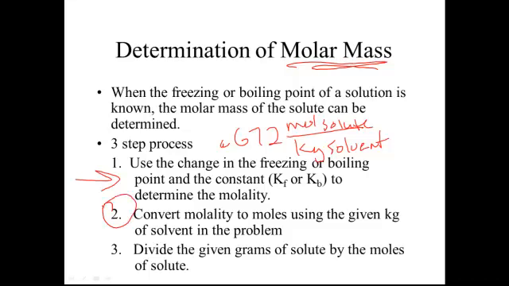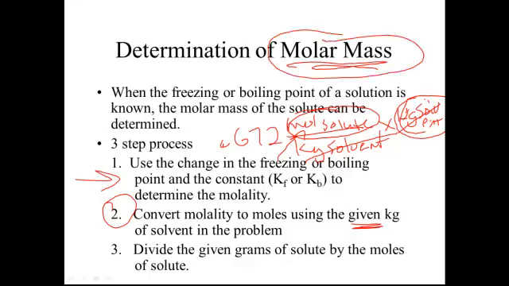So the second step is saying, if we have our molality, and the problem gives us the kilograms of the solvent, let's look at our problem here. If we take our molality and multiply by however many kilograms of solvent are in the problem, the kilograms of solvent over the kilograms of solvent are going to cancel, and we're going to be left with moles of solute. So on step number two, we multiply by the kilograms of the solvent to get just the moles of the solute left.